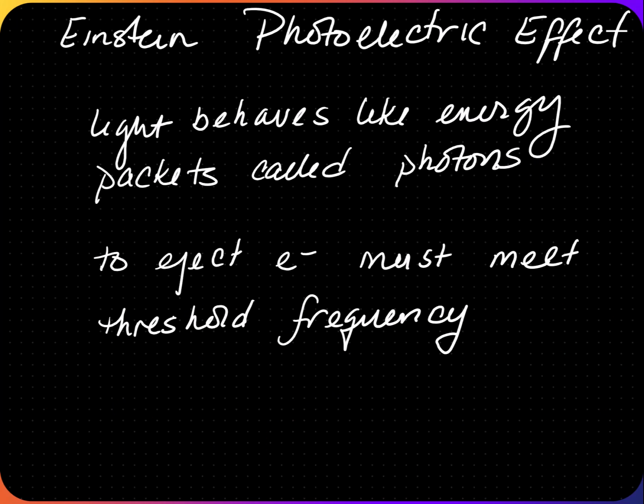So Einstein used Planck's theory of quanta and developed the photoelectric effect. This is what Einstein won the Nobel Prize for, not the theory of relativity. Einstein took Planck's quanta theory and stated that light behaves like energy packets, and he called these packets photons. He realized that light behaves like particles because to eject electrons, these electrons must meet a threshold frequency.